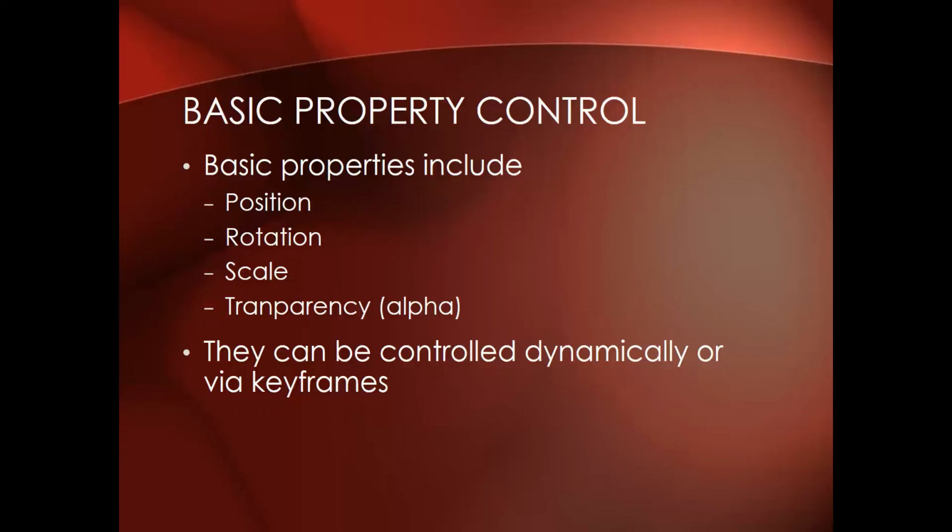Basic properties include position changes, rotation, scale, and transparency changes, or alpha values. Now, these can be controlled, like I said earlier, either dynamically through code, or via keyframes. In this movie, we're going to create two separate types of movies: one where we control all of these via keyframes, and another one where we do it via code. So let's jump into it.